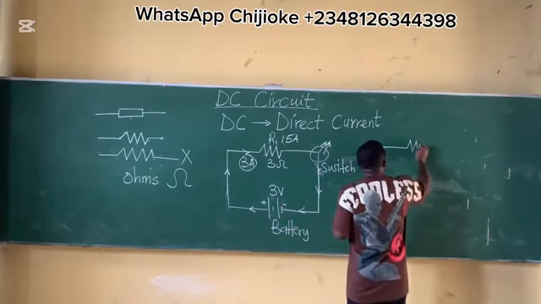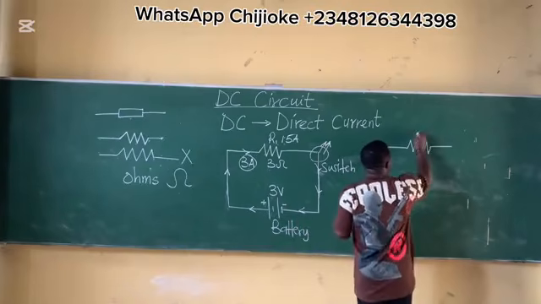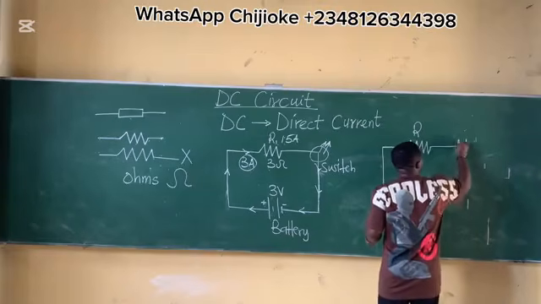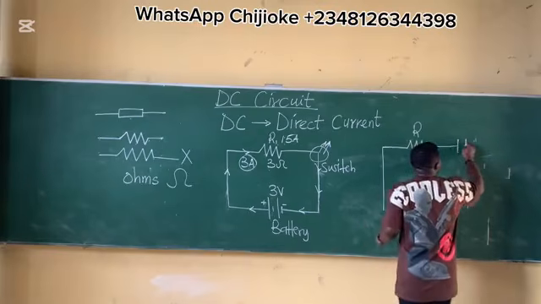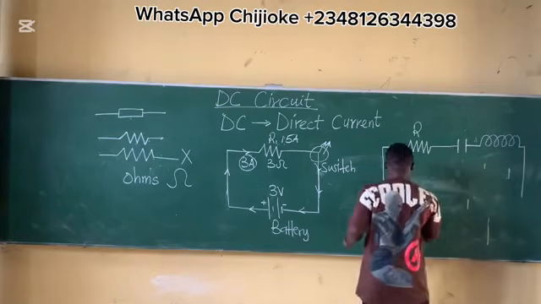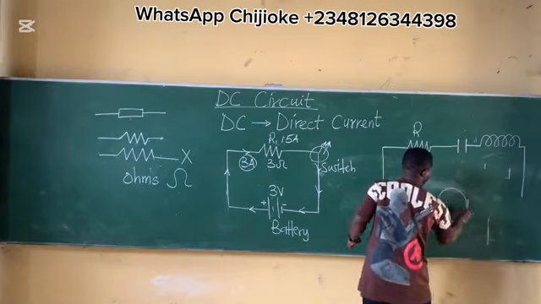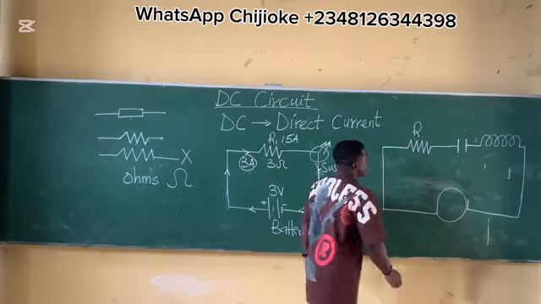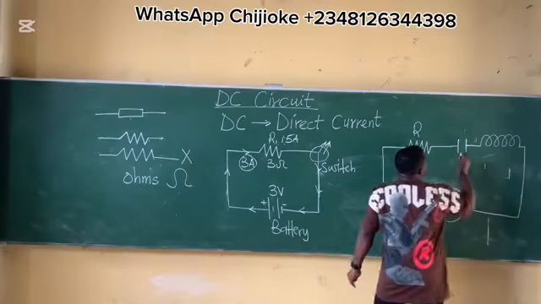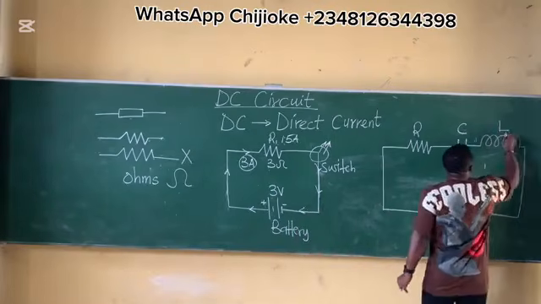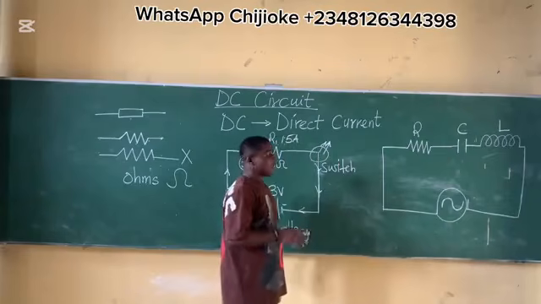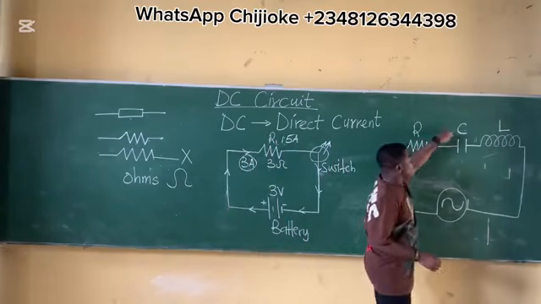Let's give a typical representation of an AC circuit. We said it's connected to a resistor, a capacitor, and an inductor. Look at this. This is capacitor, inductor. Look at this. This is an AC circuit. An AC circuit is composed of resistor, capacitor, inductor.